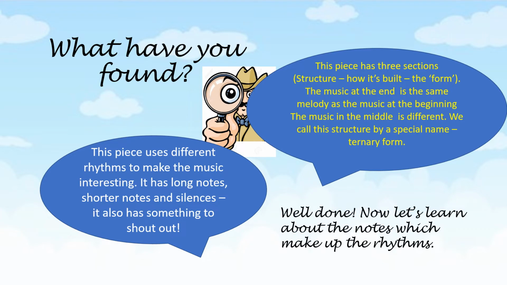So what have you found out? If you're listening really carefully, you might have found that this piece has three sections. The structure, or how it's built, the form. The music at the end is the same melody as the music at the beginning. The music in the middle is different. We call this structure by a special name, ternary form.